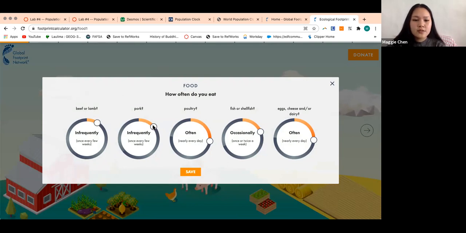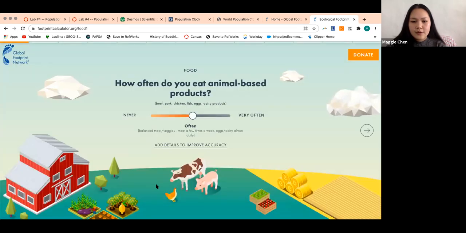Pork, you can adjust and say every few weeks. Poultry, like chicken, nearly every day. Fish or shellfish, maybe often, and so on. Then you can just save your results. And that's how you can improve the accuracy of your quiz.